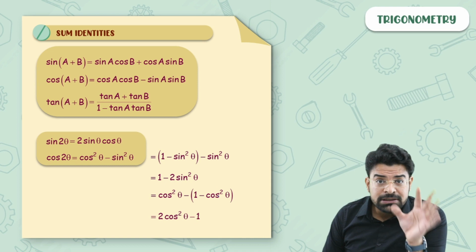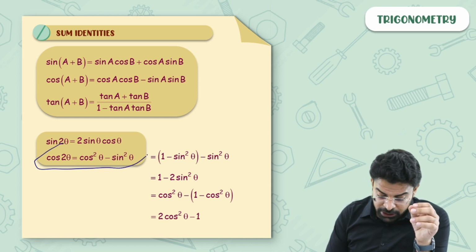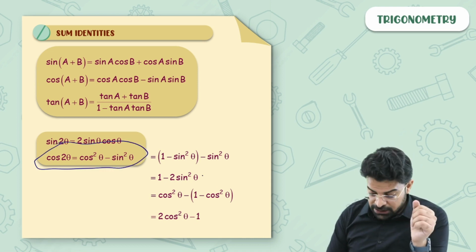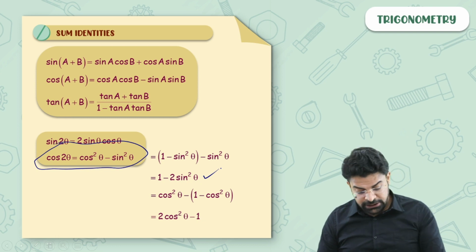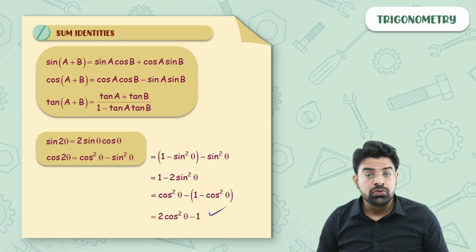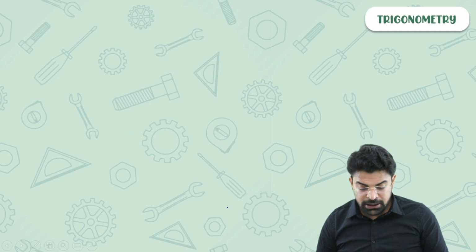So all these three variations are important. Cos 2 theta can be written as cos square theta minus sin square theta. Yes. It can be written as 1 minus 2 sin square theta. Yes. And it can also be written as 2 cos square theta minus 1. Let's dwell a little more.